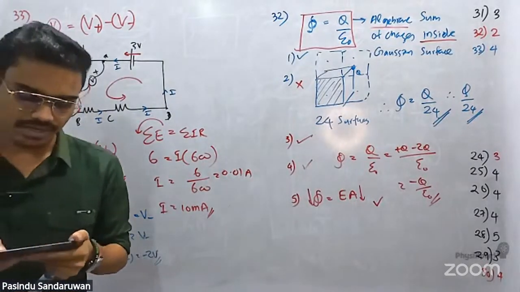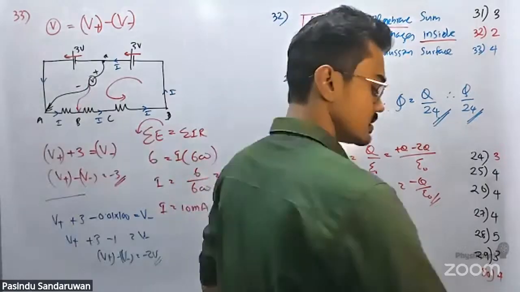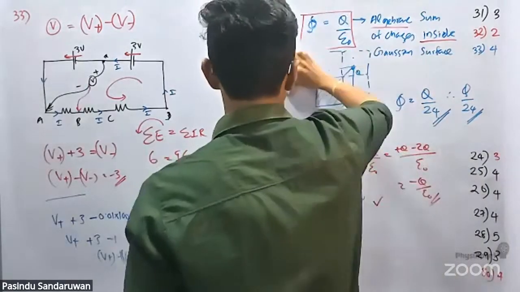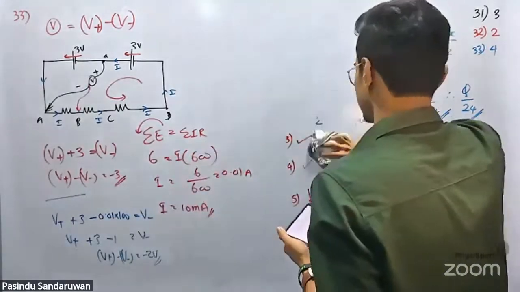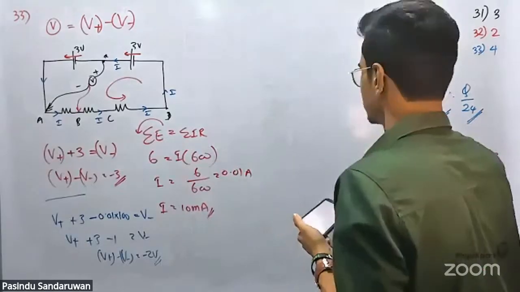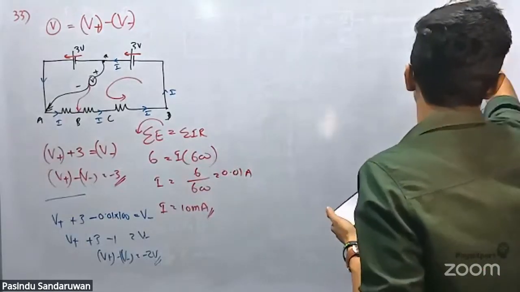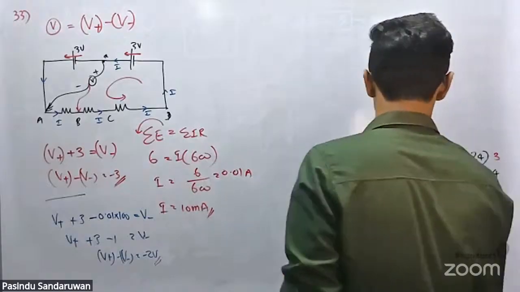No need to write all because the answers are given in such a way that if you find 1 or 2, you can conclude the final answer. Current electricity.